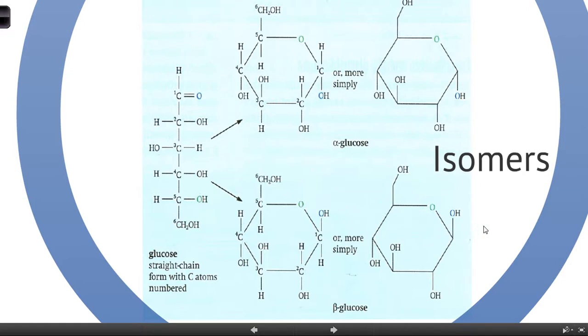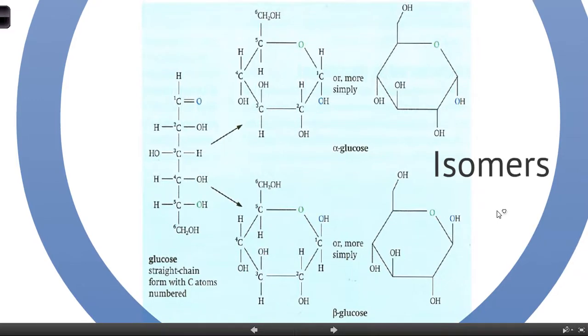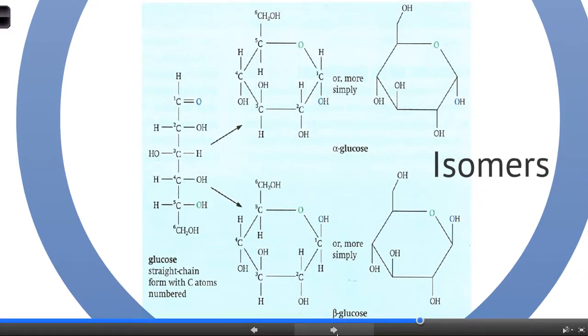So alpha glucose: down, down, up, down, up. So starting down, down, and then alternating. Beta glucose: up, down, up, just alternating, starting with the up position. Okay, so guys, you are expected to be familiar with these structures because some of the features here are quite important in terms of how they can combine or link together, and that's what we're going to look at in the next tutorial. So it does pay to make yourself familiar with these structures.